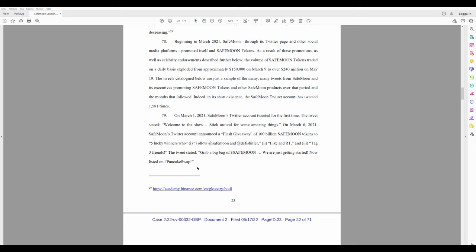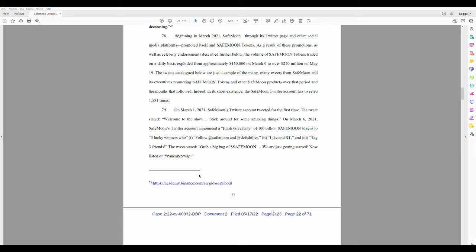On March 1st, 2021, the Safemoon Twitter account tweeted for the first time. The tweet stated, "Welcome to the show. Stick around for some amazing things." On March 6, 2021, the Safemoon Twitter account announced a flash giveaway of 100 billion Safemoon tokens to 5 lucky winners who follow, like, retweet, and tag 3 friends. The tweet stated, "Grab a big bag of Safemoon. We are just getting started. Now listed on PancakeSwap." I guess it's not that hard to get listed on PancakeSwap, right?